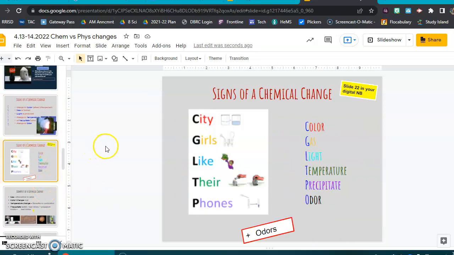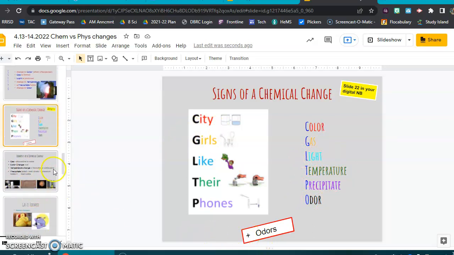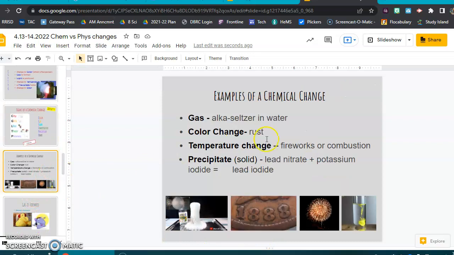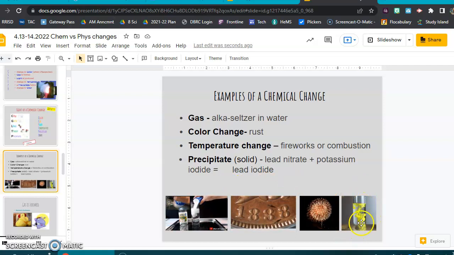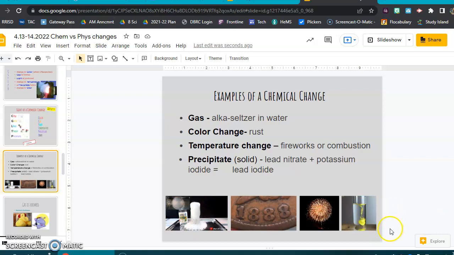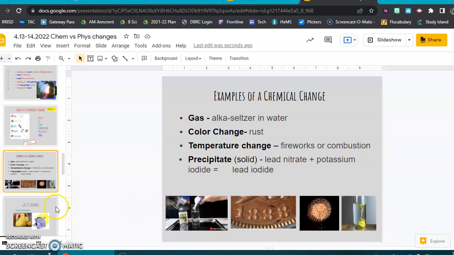So this is in your slide 22 in your digital notebook. You'll want to drag and drop the colors, the letters here to match. The acronym we use is City Girls Like Their Phones, and then the odors. So remember, chemical changes are gas, like Alka-Seltzer, rusting, temperature change, precipitate. So what this shows is that they were two clear liquids. One was dropped in, and when it hit this one, it formed this yellow stuff. And if you watch that slide, the little time lapse there, you can actually see that happening.